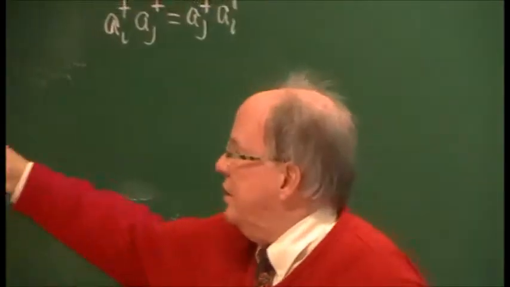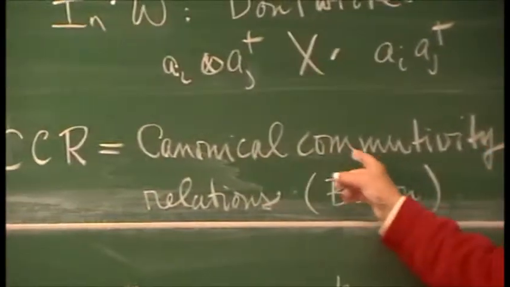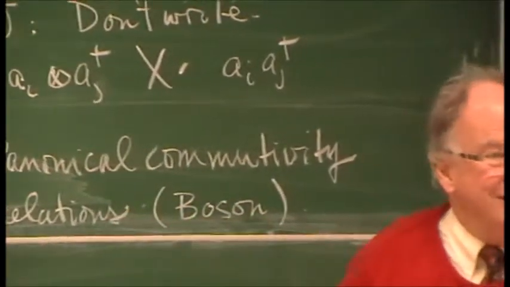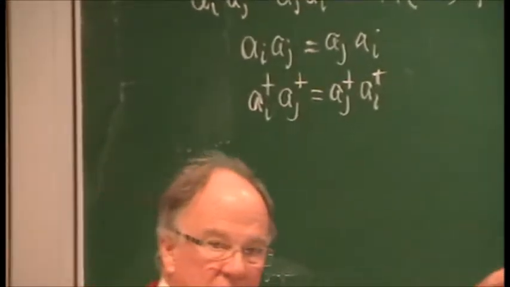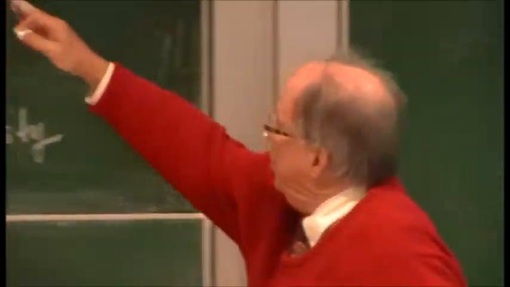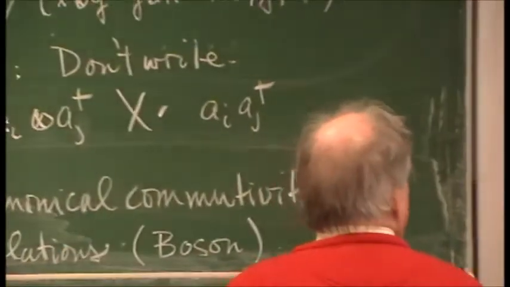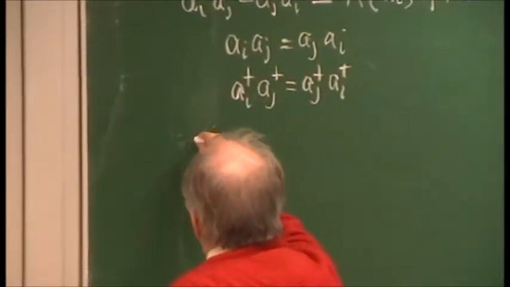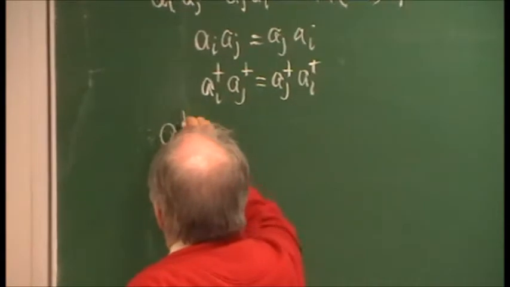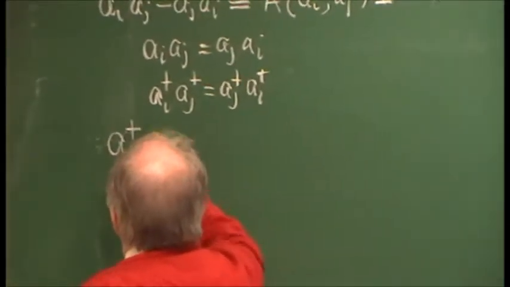Okay, that's the reason this word, canonical commutativity relations, is used here. You see, these commute among themselves, these commute among themselves. If you write down some huge expression here, you might want to simplify it and use these canonical commutation relations. Now what is interesting maybe is a_i dagger a_j.